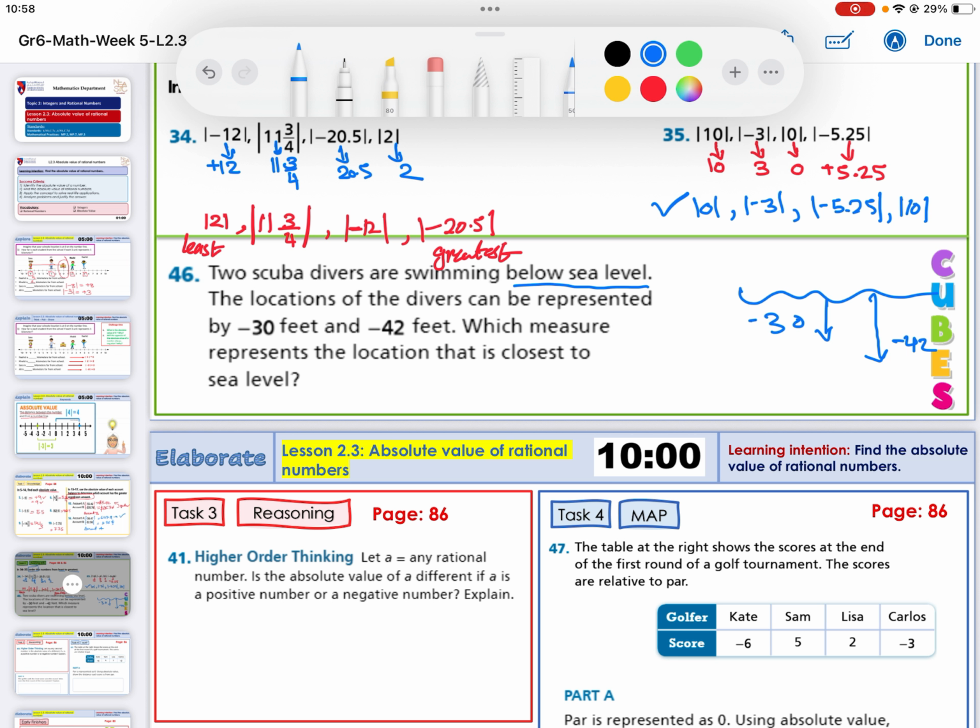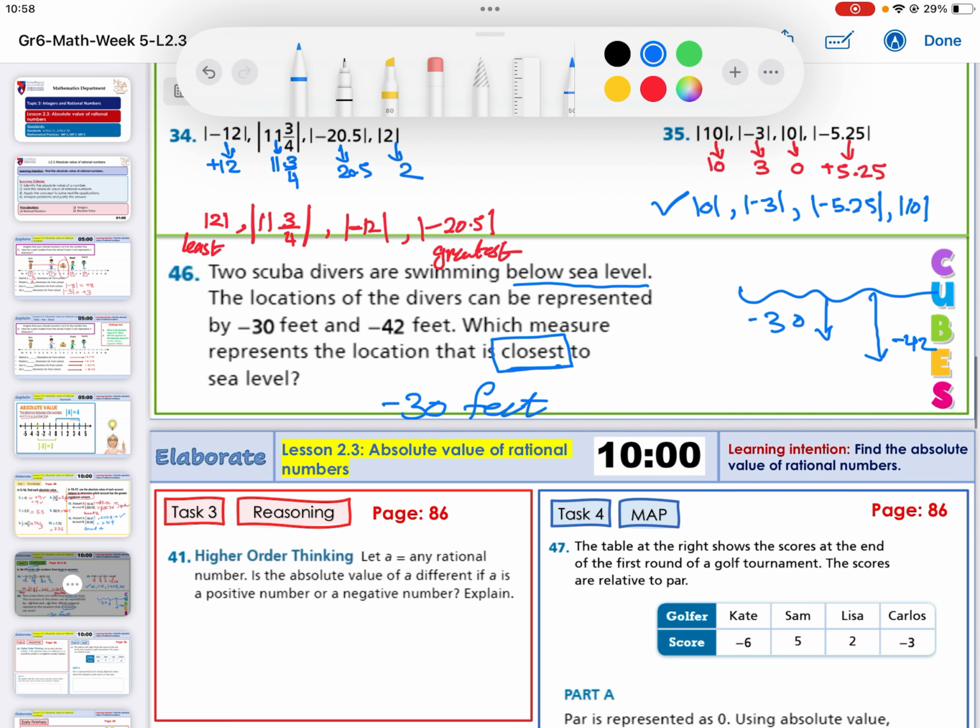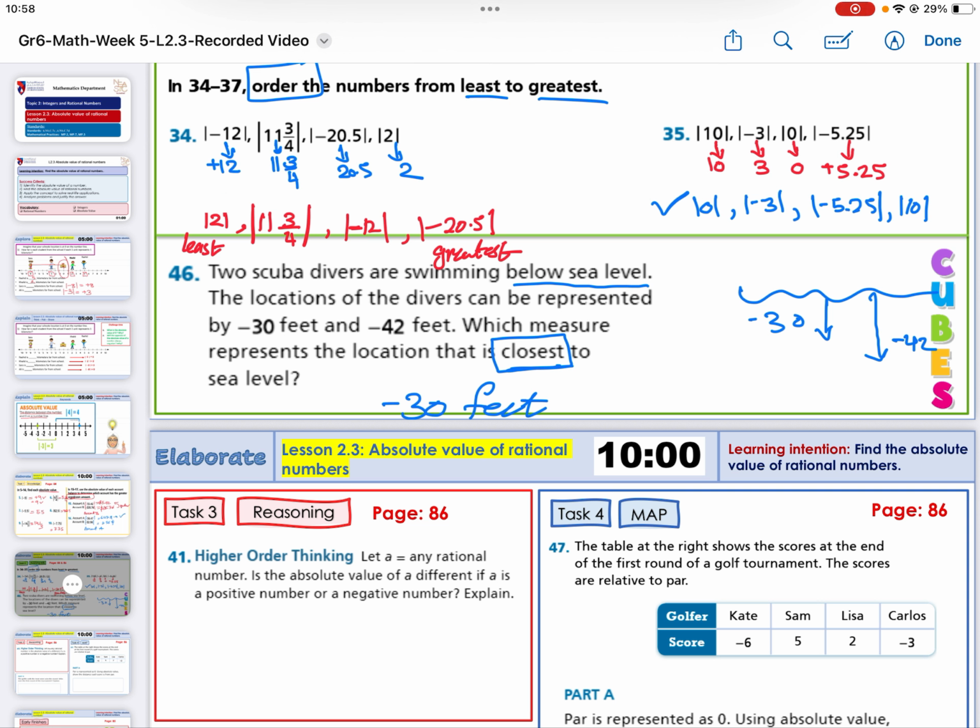So which measure represents the one that is closest to the sea level? As you can see from the picture, negative 30 feet will be the closest. The closest means the smallest distance in this case. Which one is closer to the sea level? You can take their absolute values and decide, but it's very clear from the picture which one has the closest distance to the sea level.